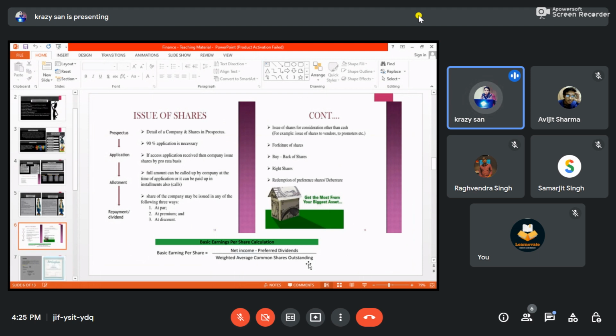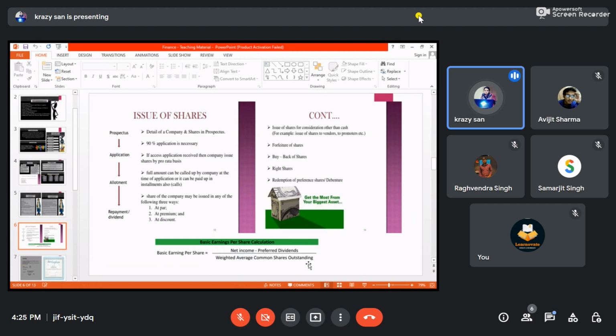After the prospectus comes the application, where in the advertisement you can see that such and such company is going to issue shares, and you can fill up the application this way. If excess applications are received, the company issues shares on a pro rata basis. Then comes the allotment.